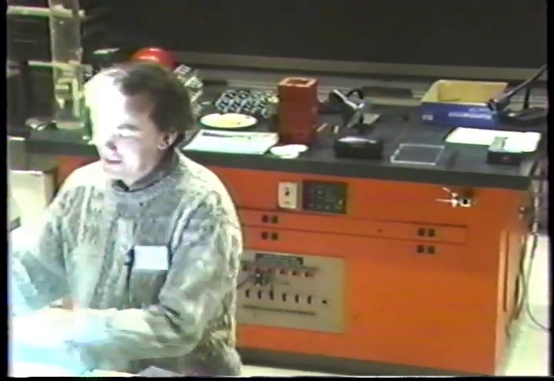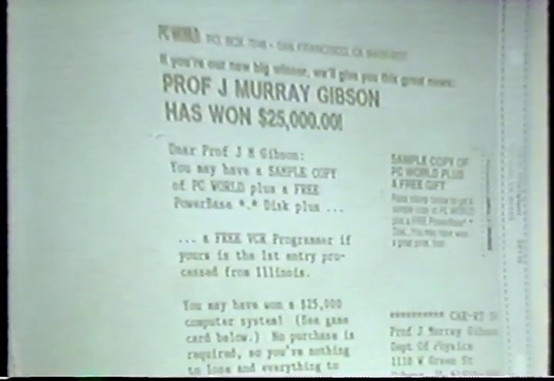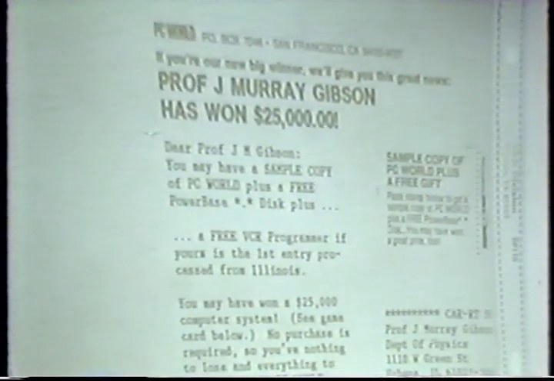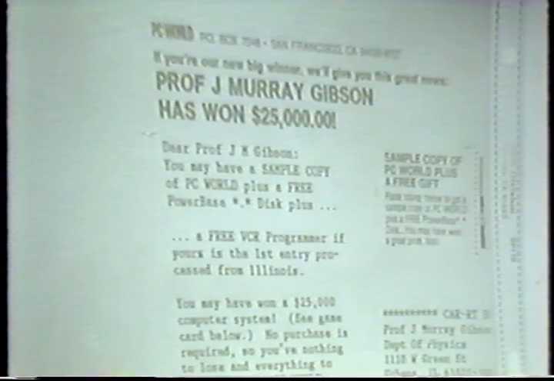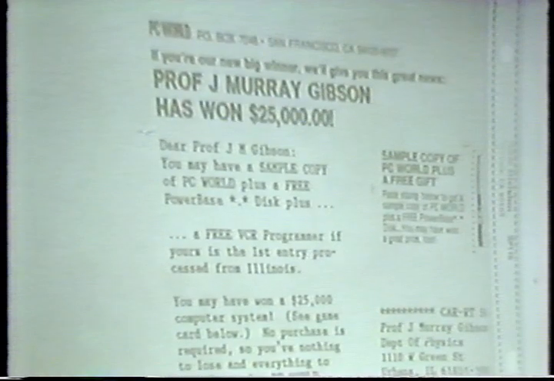For example, I got this in the mail the other day. It says here, Professor J. Murray Gibson has won $25,000. With excitement, I read it, but of course, I discovered pretty soon afterwards that the chances of me winning are pretty close to zero, so I threw it away. You should be skeptical of anything you see.